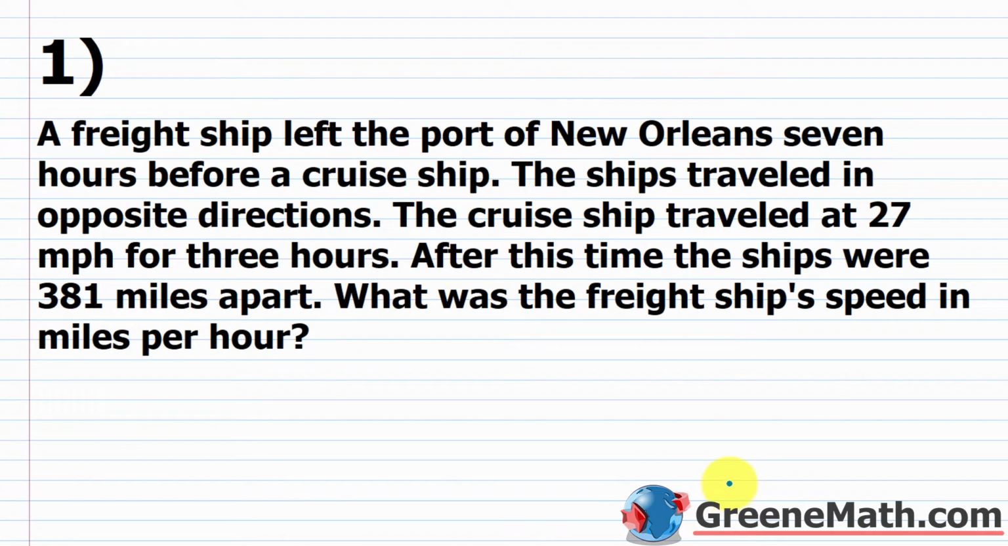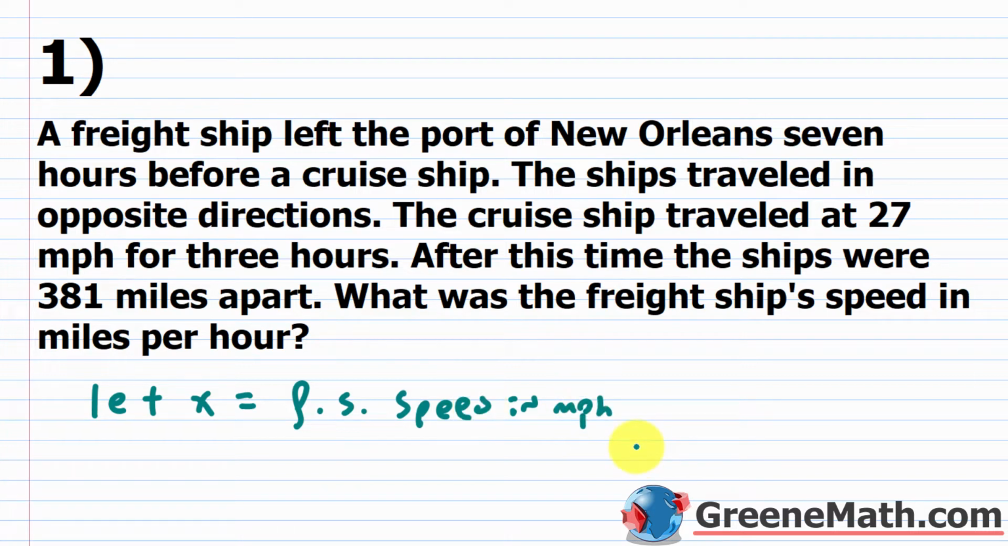And for this one, I don't know what the rate of speed is, right? It says, what was the freight ship's speed in miles per hour? That's what I'm trying to determine. So let's let x be equal to that. So I'm just going to put f.s. for the freight ship, and it's going to be the speed in miles per hour. Okay, let me make this E a little bit better. And I can probably make this P a little bit better, just so things are more legible.